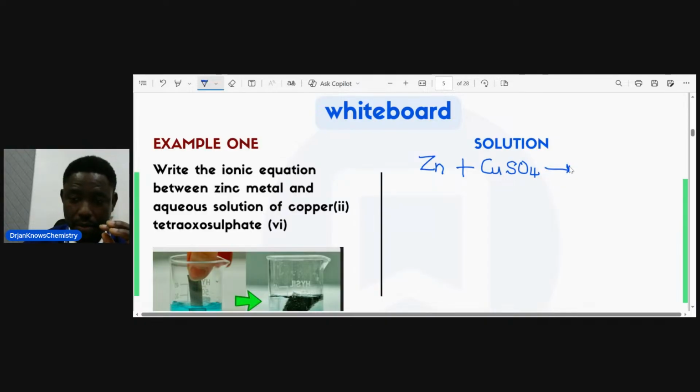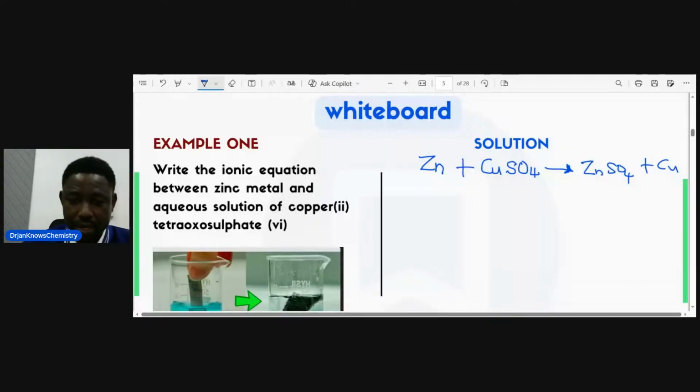You learn how to write the formula of a compound in SS1, and when the class starts next week, we are not going to assume anything. We're going to treat you from scratch so that you know how to write the equation. So you're going to have zinc sulfate, that is zinc tetraoxosulfate(VI), plus copper. This is a displacement reaction, but that's not where we're going. We want to learn how to write the ionic equation for this reaction.